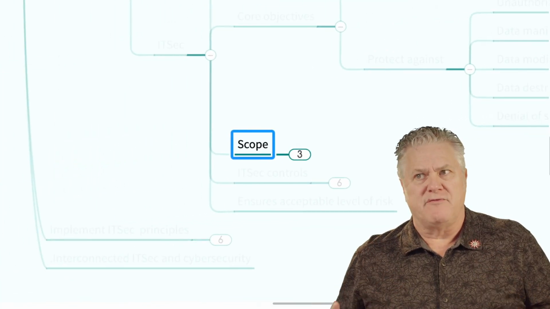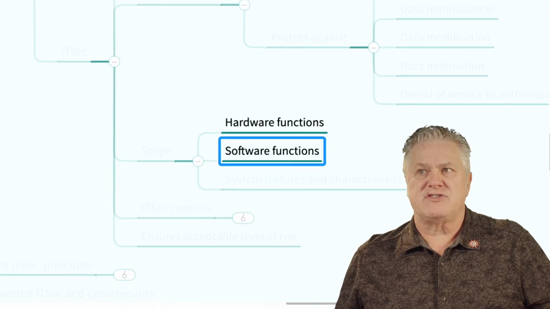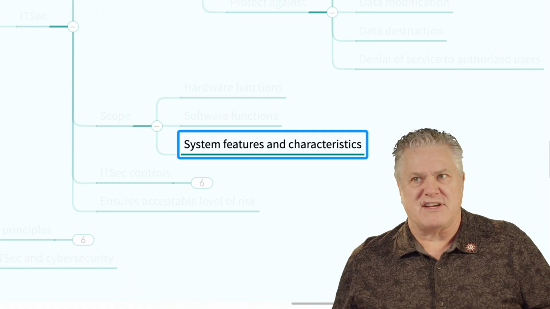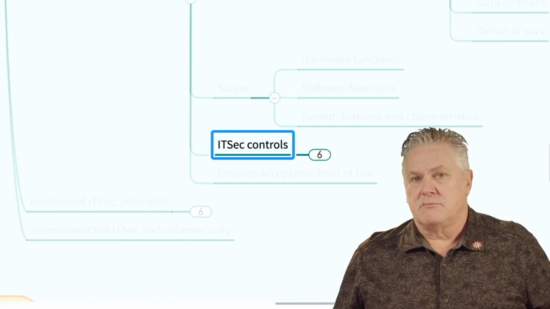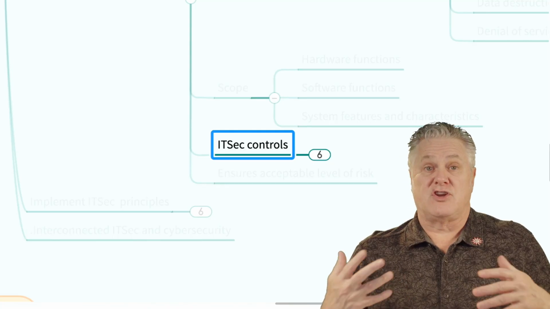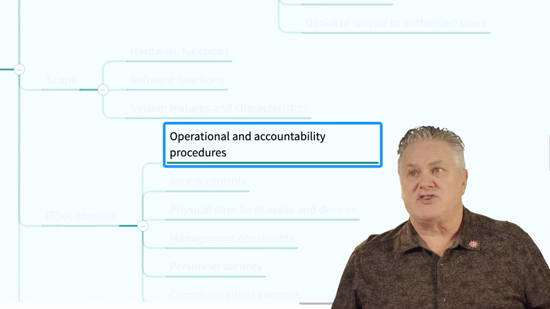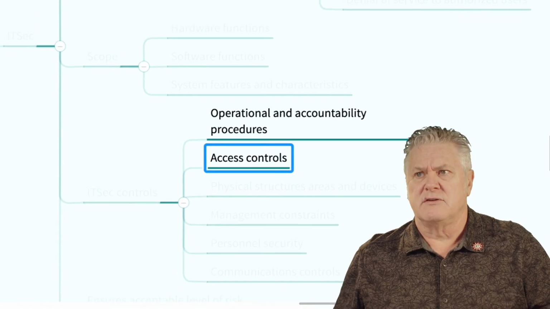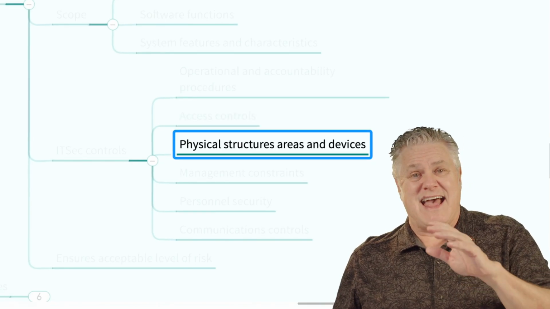Around the scope of these things, what is the scope? I say it's the hardware functions, the software functions, system features, and characteristics. That's where we're going to limit our scope. But if it's security, we also have to talk about controls, and the controls center around operational and accountability procedures. Those are like log management, those kinds of things. Access controls, physical structure, areas, and devices.